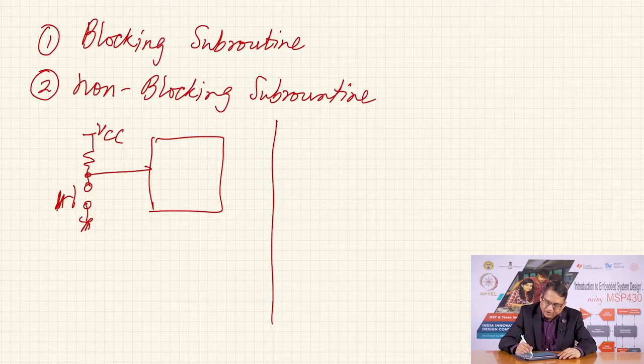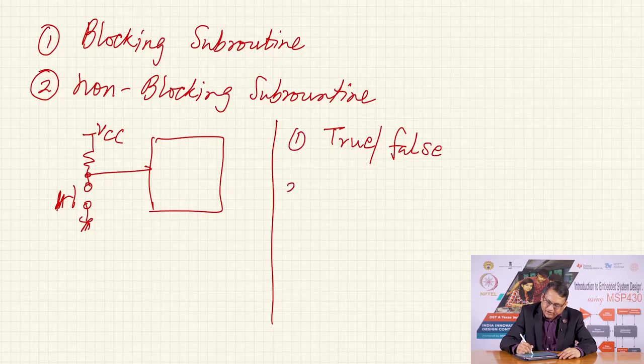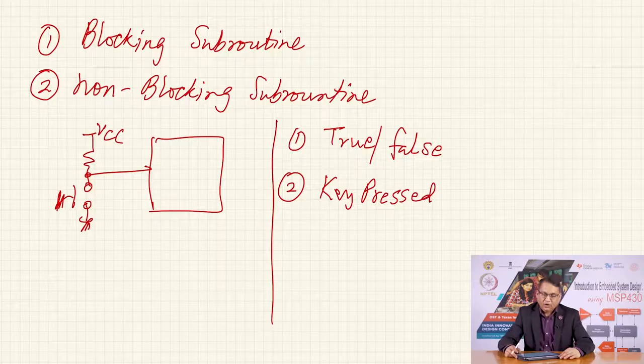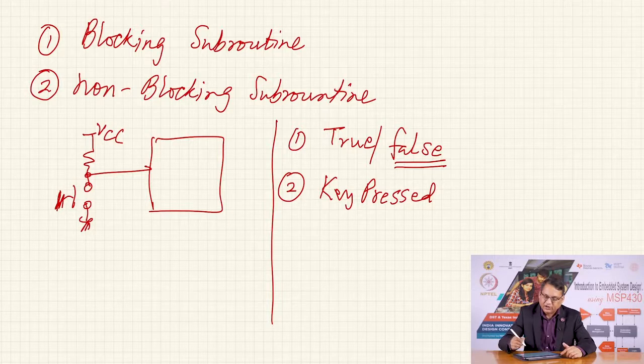One will be true or false, and the other will be to tell you that the key was pressed, right. Now, in the case of a non-blocking subroutine, if the key was not pressed, the first return value will be set to false, and if the value is set to false, you are not going to look at the second variable.